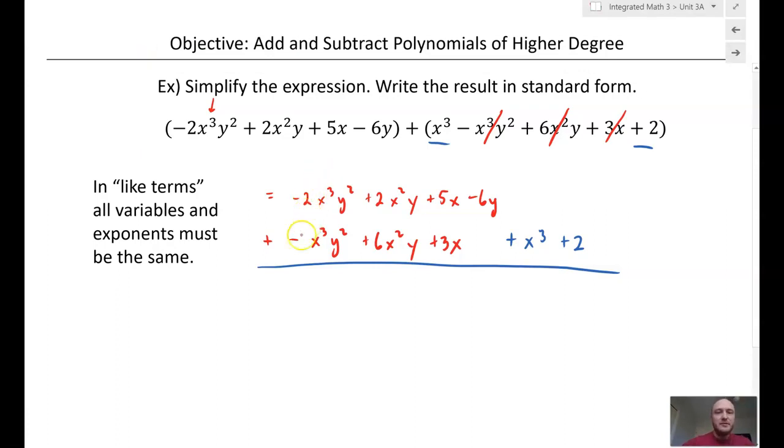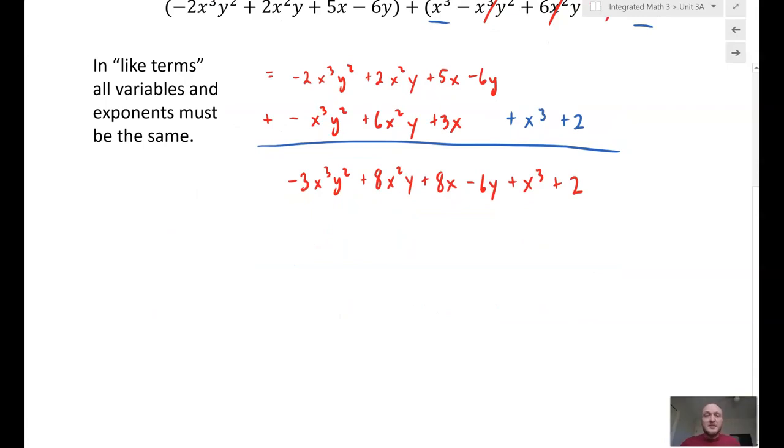Okay, so now I'm going to go ahead and combine my like terms. I have negative 2 plus a negative 1, so that's negative 3x cubed y squared. 2 plus 6 gives me 8, right? So all I'm doing is adding that leading coefficient. 8x squared y. 5 plus 3 is 8x, minus 6y plus x cubed plus 2. Okay, so I'm done, except this is not in standard form.